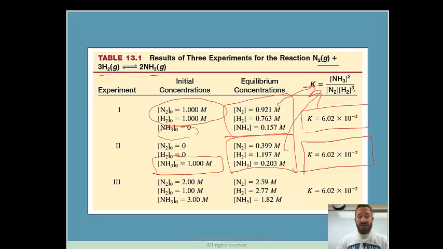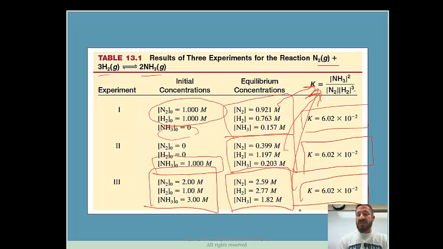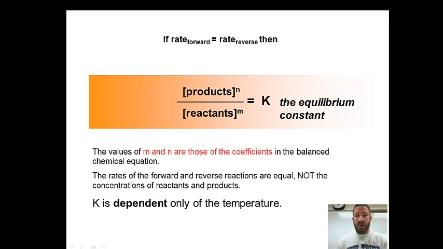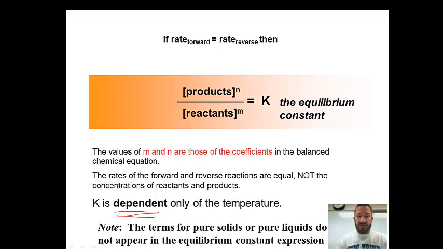And then we have a third scenario where we start with a mixture of all the substances. We end up with these at equilibrium, plug these in, and once again we end up with the same K. You end up with the same K as long as you have the same temperature. Temperature is the only factor that will change K. So remember, K is equal to products over reactants. That's our equilibrium constant. The rate of the forward is equal to the rate of the reverse. The exponents are the coefficients from the balanced equation. And K is dependent only on the temperature of the system. A couple things to notice.